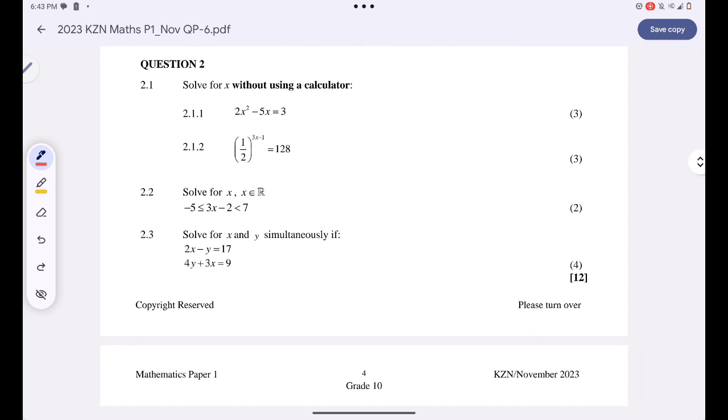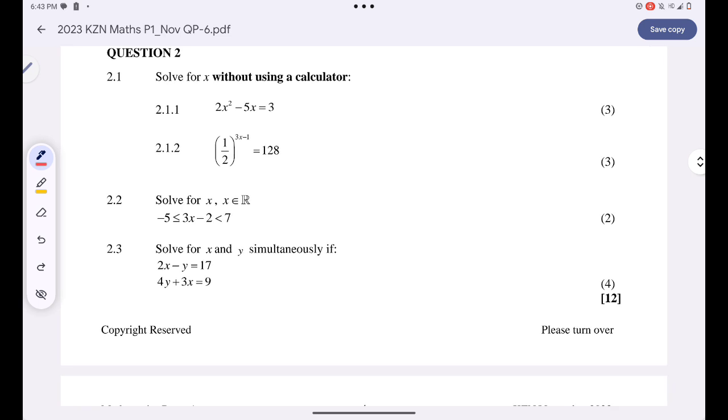Okay, question 2. I'm supposed to solve x without using a calculator. 2.2.1. For me to solve x, the first thing that I must check is that I don't have fractions, surds, and brackets. I can see that there are no brackets, surds, or fractions. Then the second step, I must make sure that my equation is in standard form. An equation will be in standard form if and only if everything is on the left hand side and 0 is on the right hand side. Are you together?